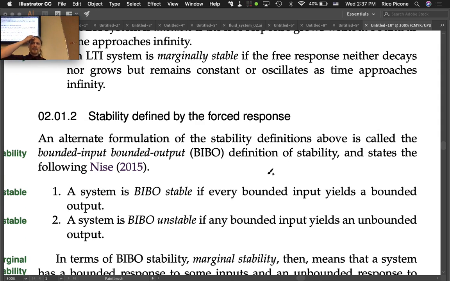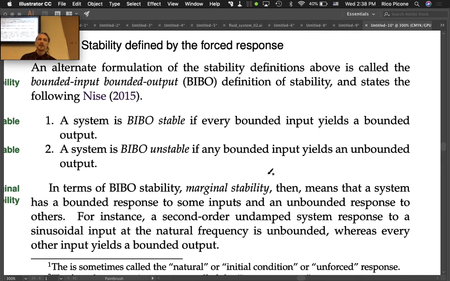Great. So there's another way of defining stability, which I wanted to hit relatively quickly. An alternate formulation of stability is called bounded input, bounded output, or BIBO stability. We mentioned this in passing earlier too. This is not the one we'll focus on, but it's good to keep in our minds. A system is BIBO stable if every bounded input yields a bounded output. This is defined not in terms of the free response, but in terms of the forced response, which are usually very closely related, but there are a few edge cases where there can be some variation. And a system is BIBO unstable if any bounded input yields an unbounded output.